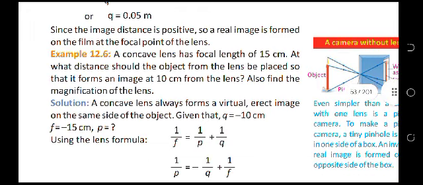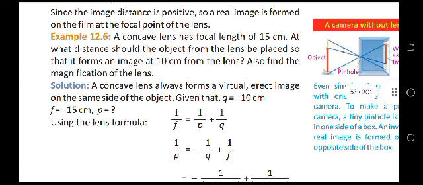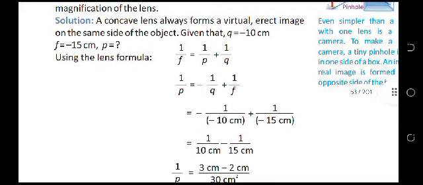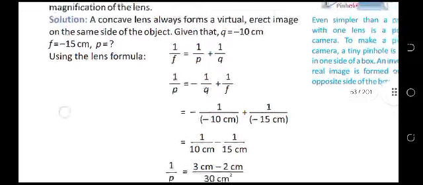Example 12.6. A concave lens has a focal length of 15 cm. At what distance from the lens should the object be placed so that it forms an image at 10 cm from the lens? Also find the magnification of the lens. Solution: a concave lens always forms a virtual erect image on the same side as the object. Given that q = -10 centimeter, f = -15 centimeter, p = what? Using the lens formula.